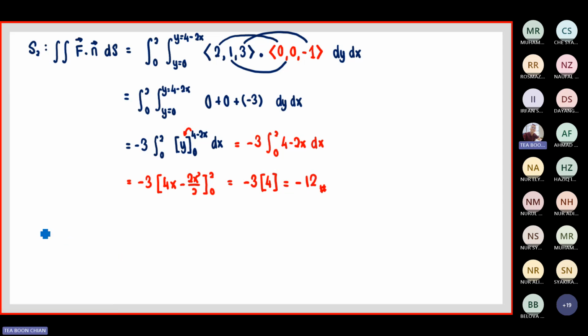So -12. In other words, if now I want to conclude all my surface integral flux computation, the integral of f dot n dS, this is just S1 plus S2. S1 just now we have the value positive 22 plus S2 we have -12. So in other words, the net flux or net surface integral this time is given by the value positive 10 only.